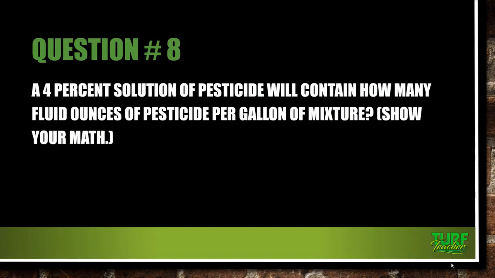Question number 8. A 4% solution of pesticide will contain how many fluid ounces of pesticide per gallon of mixture? Show your math. Well, let's do the math. But first, guys, just like the last problem, how many ounces are in a gallon? That needs to be a standard measurement that you should know right off the top of your head. If not, burn it into your brain. There's 128 ounces in a gallon.